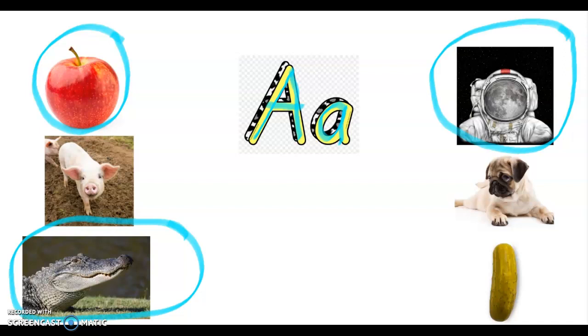What about pickle? Pickle. Do you hear "ah" at the beginning of pickle? No. So we are not going to circle that. So we have apple, alligator, and astronaut. All right, guys, look around your house for things that start with the sound.